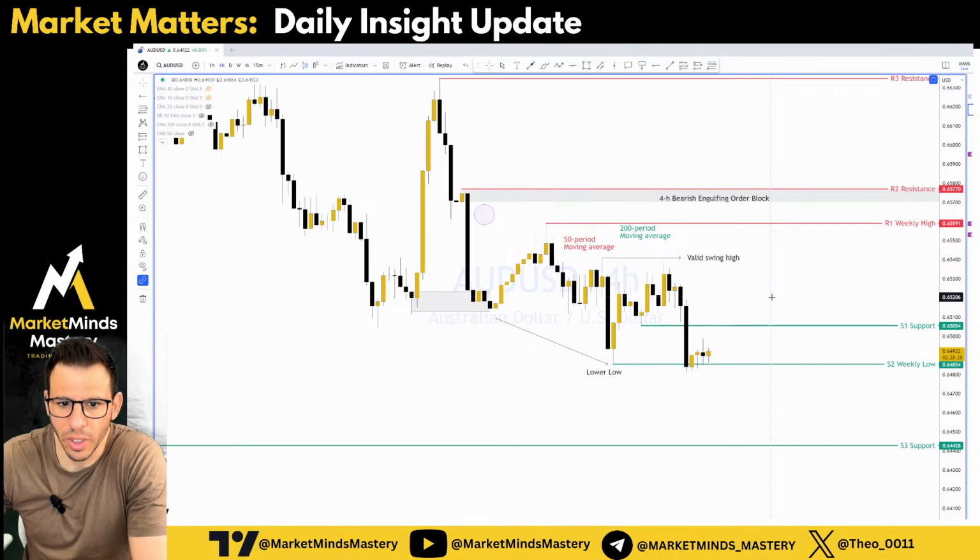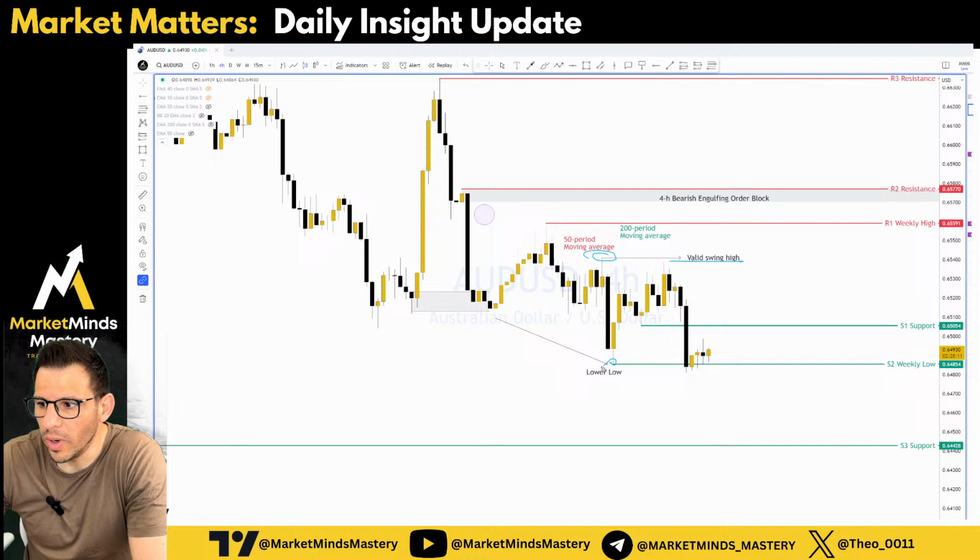Let's start with the Australian dollar against the US dollar. Yesterday, we experienced a strong US dollar, particularly. And what happened actually, the market had this valid swing high and then we pointed this lower low as the valid swing low. The market fluctuated within this one. I said I'm interested only to take trades if the price is going to break above the swing high, or if it's going to break under the swing low.